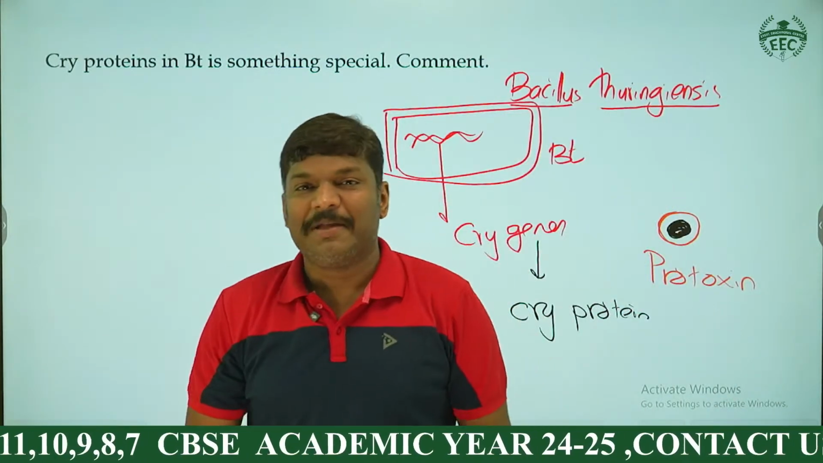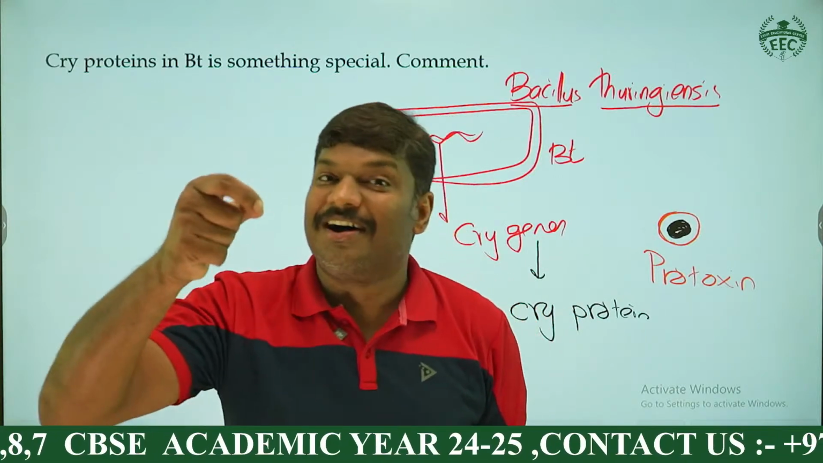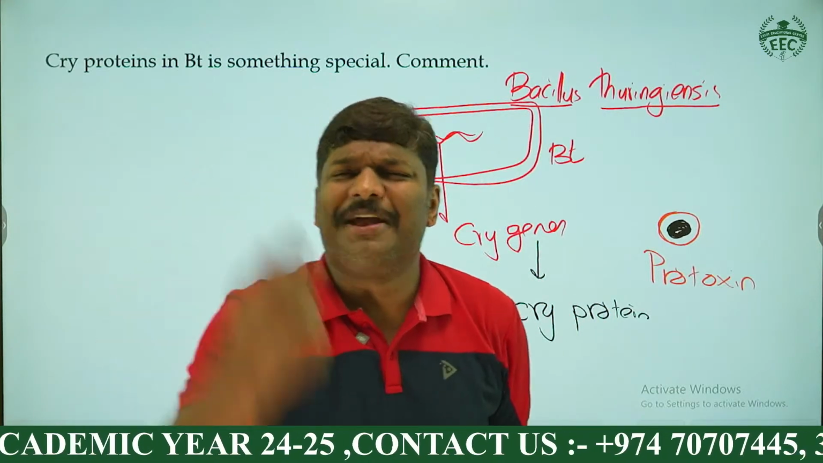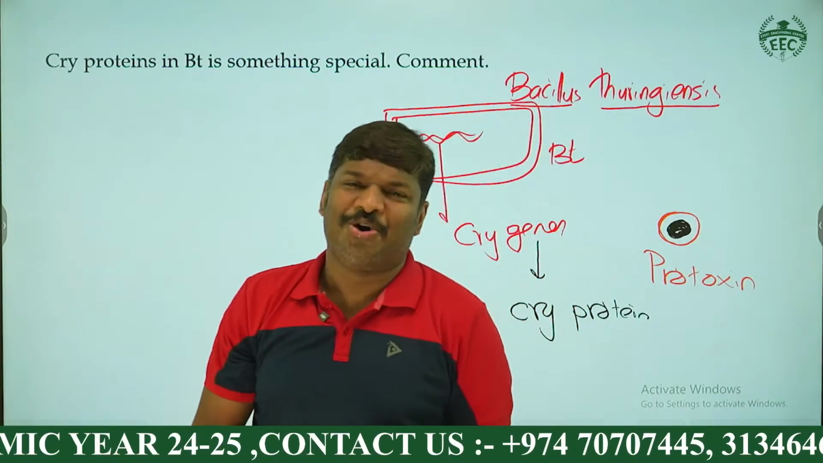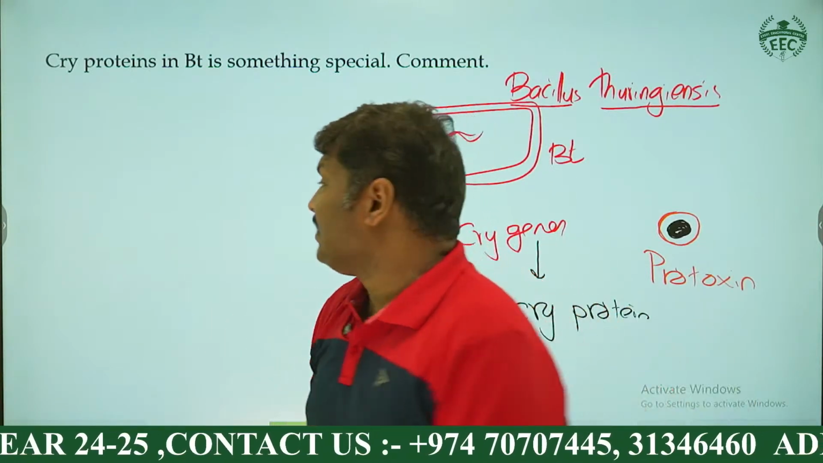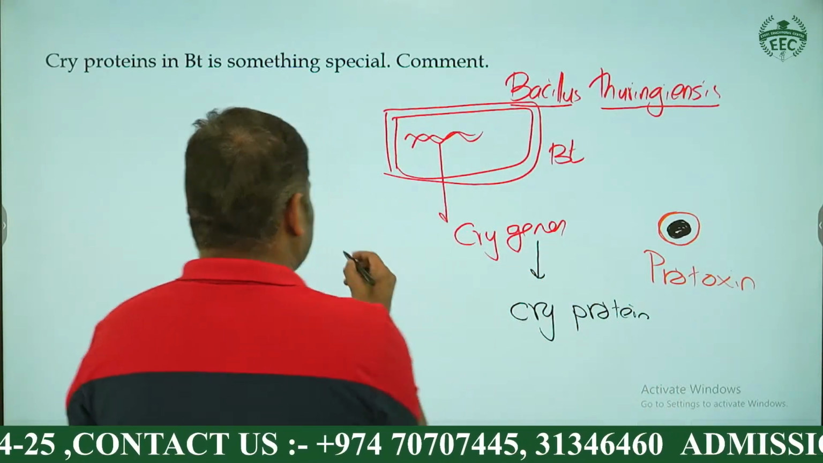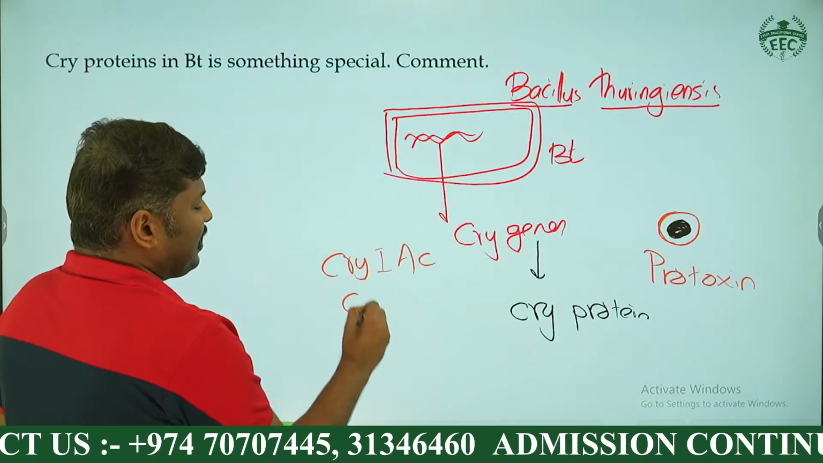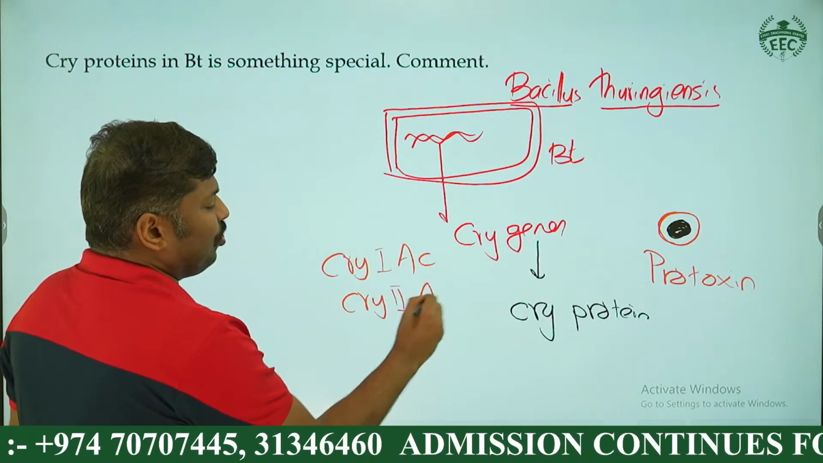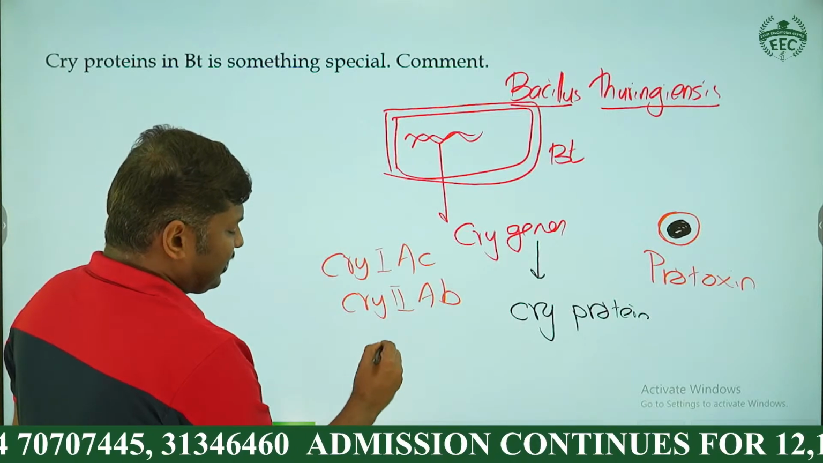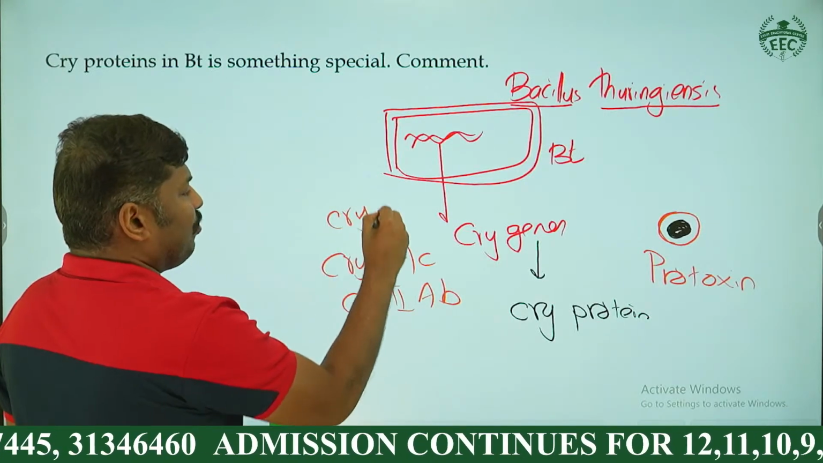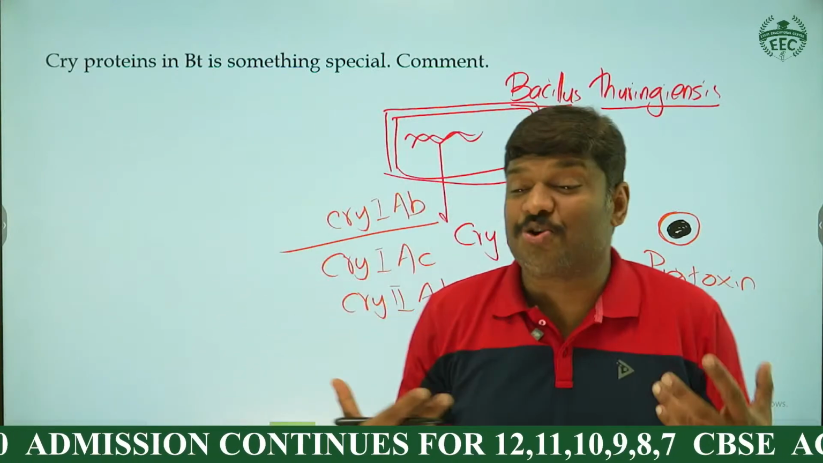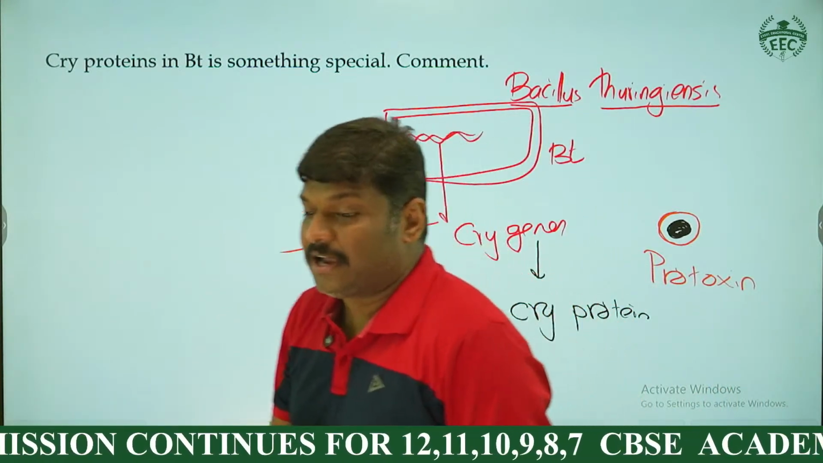In BT cotton, BT brinjal, BT soybean, BT rice, BT tomato, what are we doing? We are taking the genes. And what are the genes, my dear student? We are taking cry1AC, we are taking cry2AB, we are taking cry1AB. So we are taking different types of cry genes, my dear student.